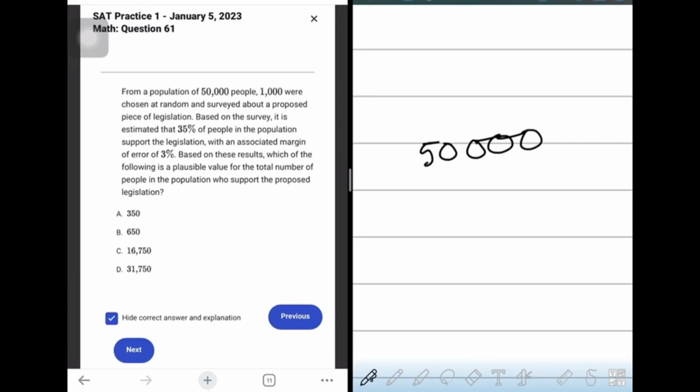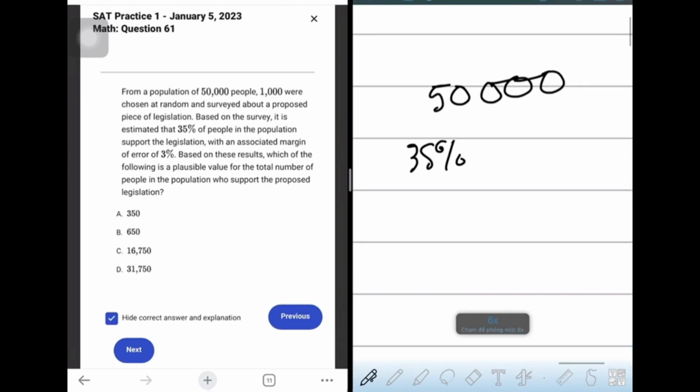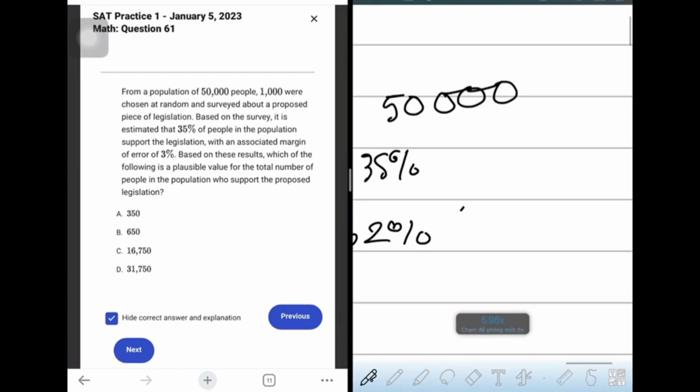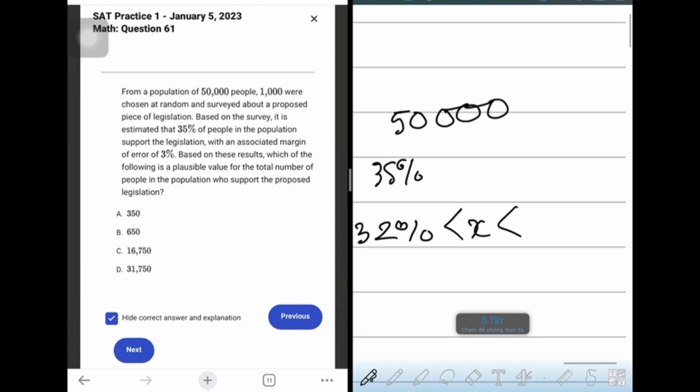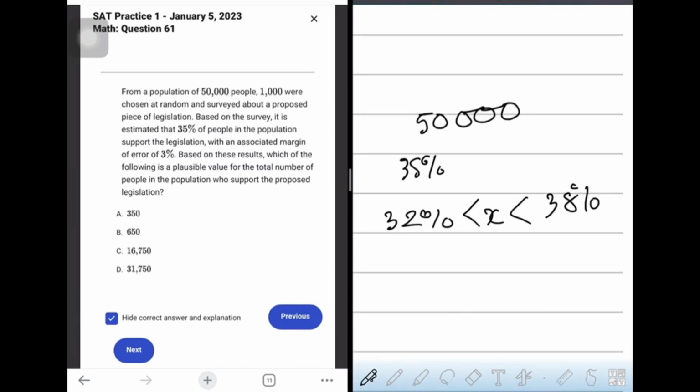So it's 35%, with a margin of error of 3%. So we have 35 minus 3, which is 32, and 35 plus 3, which is 38. So now we will find the number of people, 32% of 50,000.